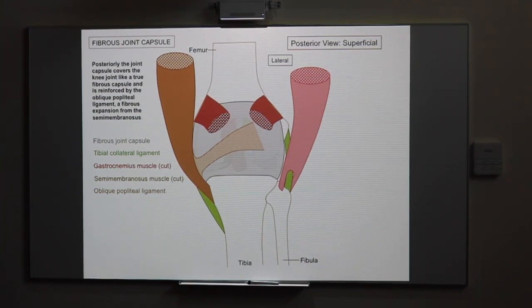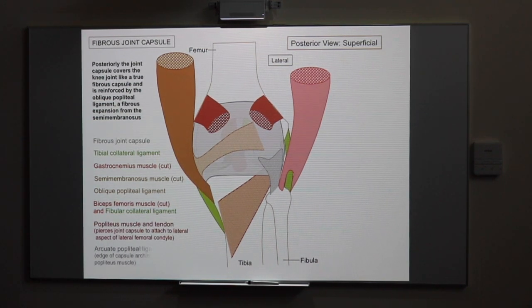Are you clear? Yes. Going further, this is my popliteus, which is going inside the joint capsule. Now I'm bringing in another ligament, the arcuate popliteal ligament. So there are so many ligaments here. Now there is my popliteal artery.